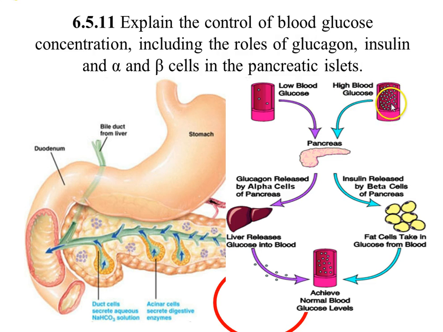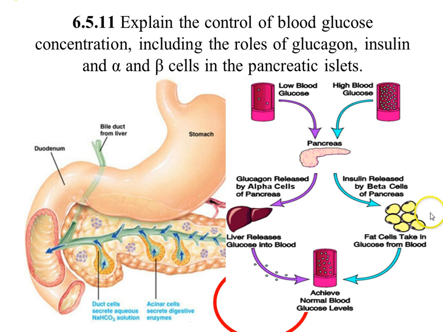So your blood has a lot of glucose in it. The pancreas, in a non-diabetic person, reacts by releasing insulin from its beta cells. So glucagon comes from alpha cells, insulin from beta cells. What insulin does is encourage fat cells to take in the glucose from the blood, often stored in the liver as glycogen. By taking out the high amounts of glucose in the blood, it achieves normal blood glucose levels.